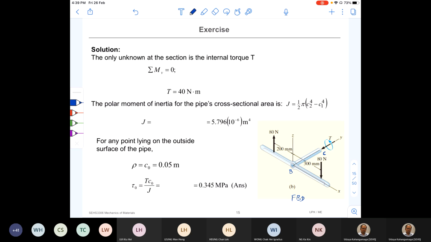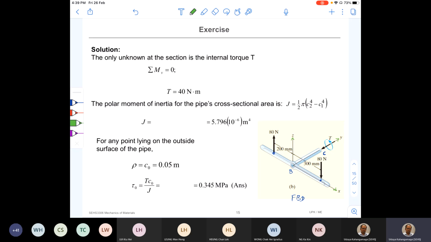Okay, so 80 Newton, two forces are marked here. I have taken out the hands, right? The position of the load application is 300 millimeters and 200 millimeters away from B. And I have marked the XYZ coordinate system, and this is the positive Y direction. This is positive X, positive Z. Better you mark those arrows.